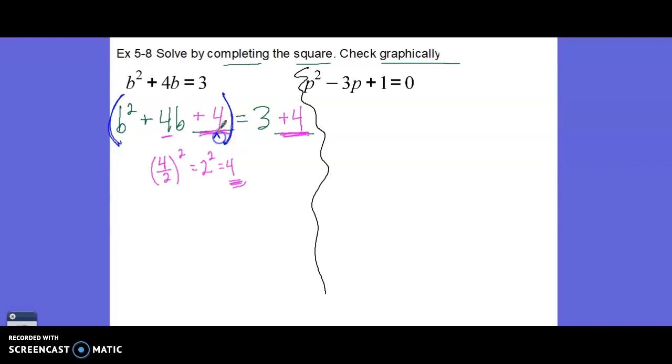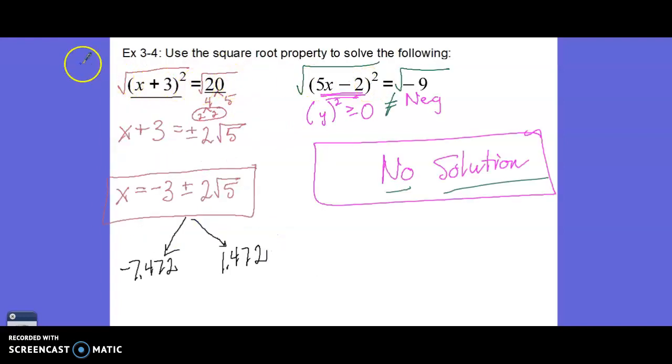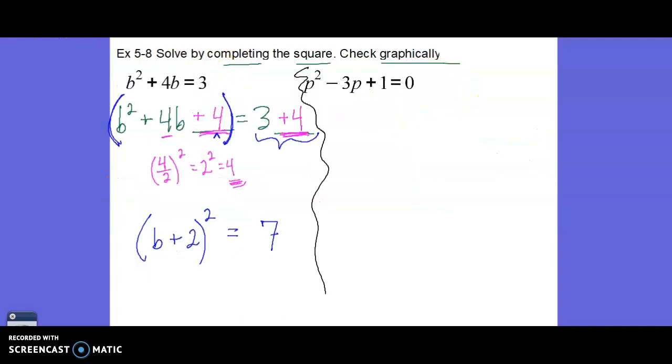And what are factors of 4 that add to be 4? 2 and 2. Now, instead of writing 2 and 2 twice, we can write b plus 2 squared. And on the right side, we can just add that together. It's equal to 7. 3 plus 4 is 7. So if I go back a slide, that looks just like these problems. We had something plus something, or something minus something squared equals a number. Because you could get a negative over here, but in this case we do get a positive.